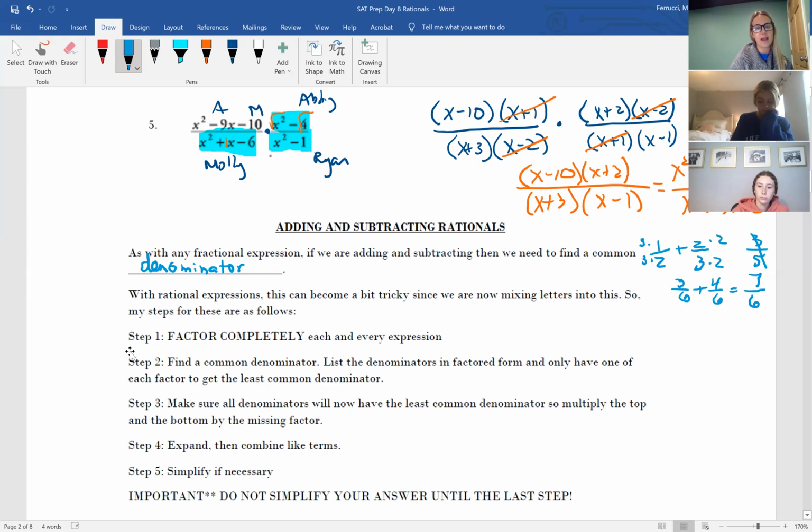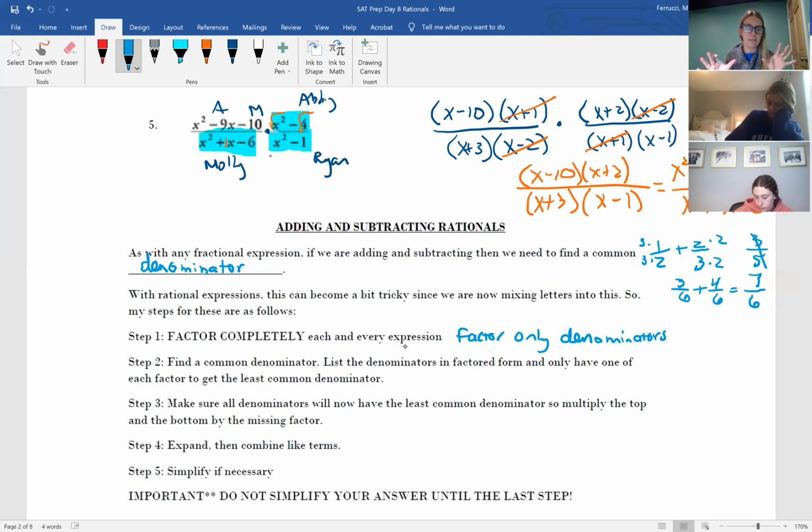So step 1, factor completely each and every expression. Generally what I do is I only factor the denominators. So factor only denominators completely. Okay, the numerators don't really matter right now because we're more focused on the denominators.